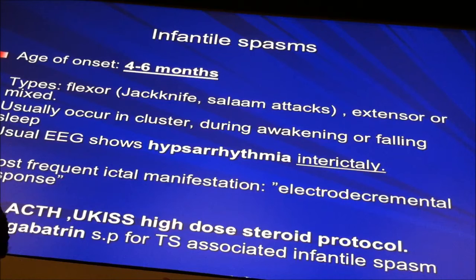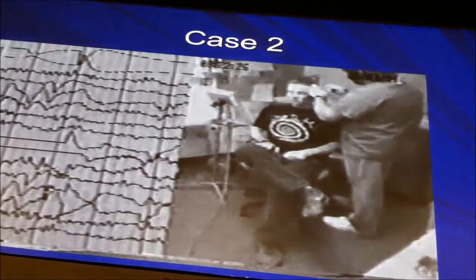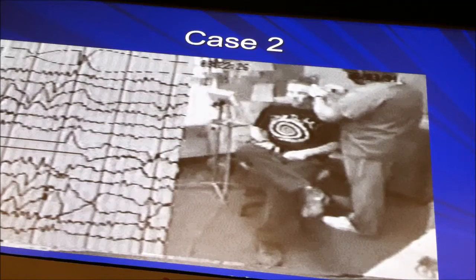There is a flexor, extensor, mixed pattern. EEG shows hypsarrhythmia, interictal, but not necessarily like in this case. The most frequent ictal manifestation is electrodecremental response. It goes up, then it will go down. Okay? Treatment is high-dose steroid, UKISS protocol. If they have tuberous sclerosis, vigabatrin and ACTH. I don't remember when was the last time I used ACTH. Always high-dose UKISS steroid.